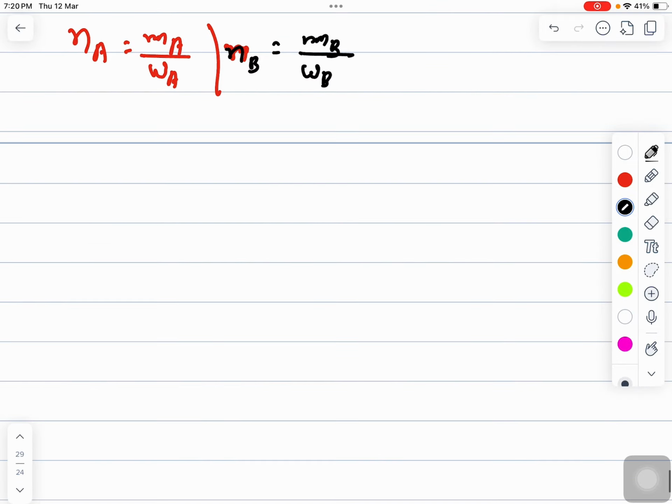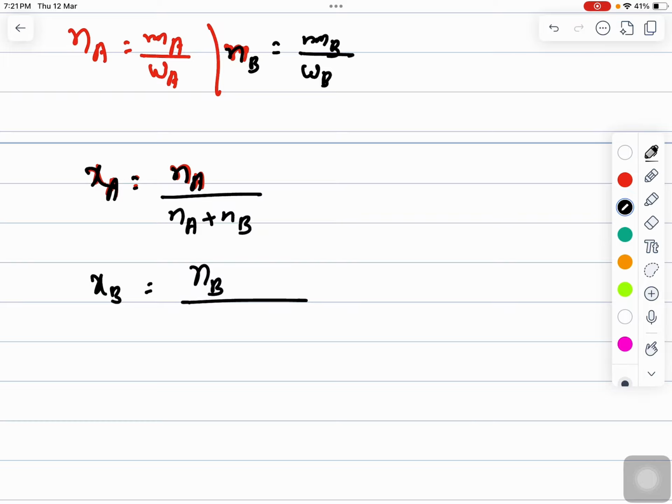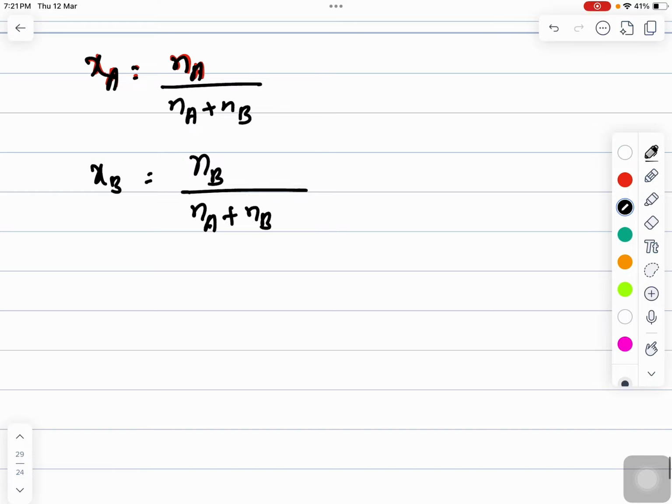So what will be the mole fraction? Let's say Xa will be equal to your Na, number of moles of A, divided by number of moles of A plus number of moles of B, and the value of Xb will be equal to number of moles of B divided by number of moles of A plus number of moles of B. Is that clear?